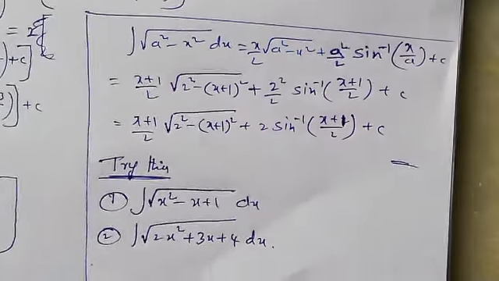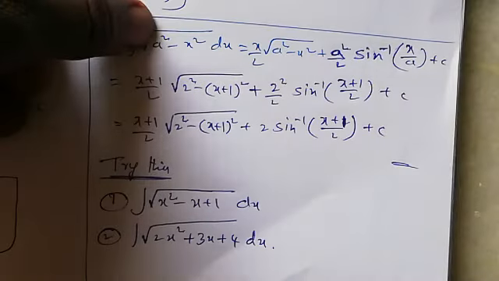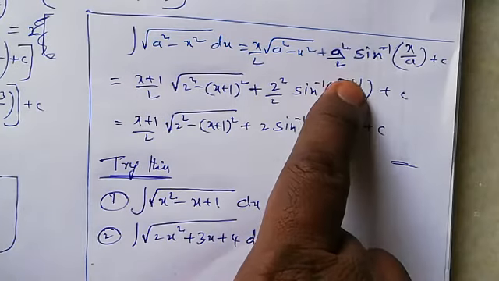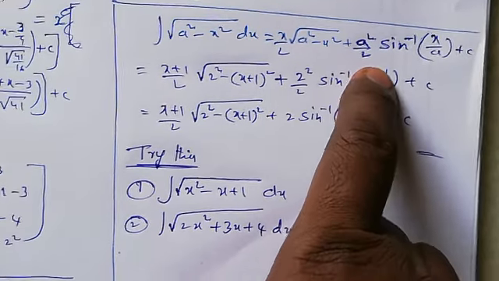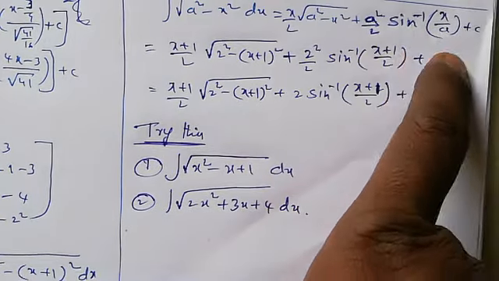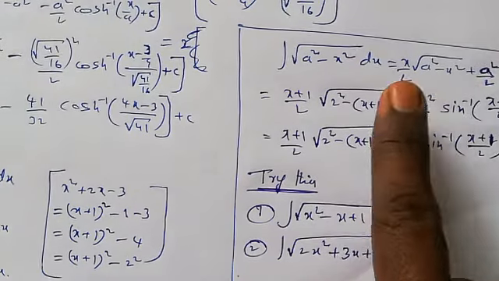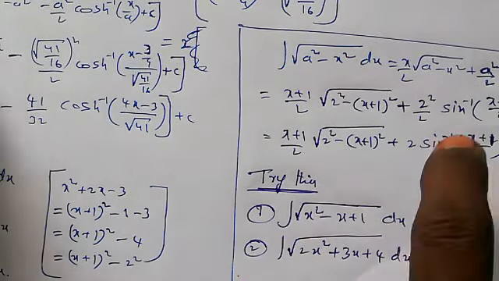So here is the result. Integration of root a square minus x square is nothing but x by 2 into root a square minus x square plus a square by 2 into sine inverse of x by a plus c. So applying the form now. x by 2.